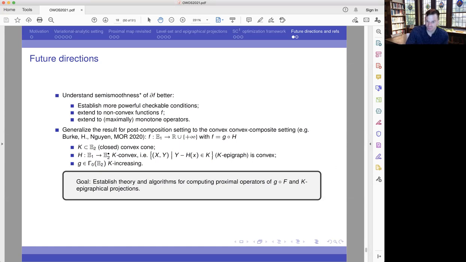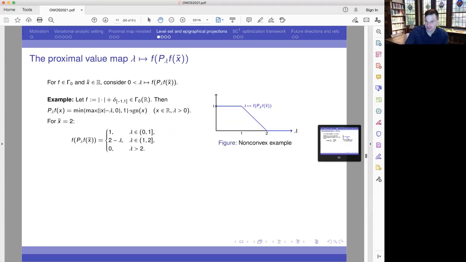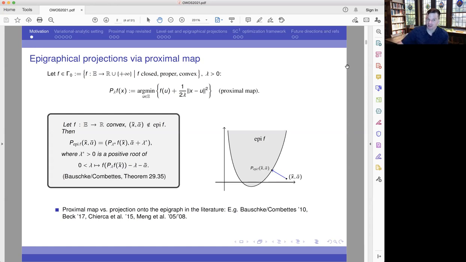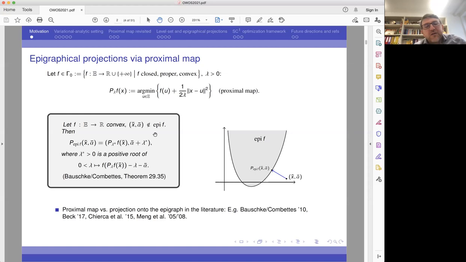What I'm trying to basically say is, well, we didn't know too much about the proximal operator as a function of the prox parameter, and knowing something about it may be useful in various contexts like epigraphical projections, level set projections, or even computing proximal operators of compositions. Yes, this is a great takeaway. Look closely at the projection onto the epigraph of a function. There are not many works on this topic, but this is a great motivation.